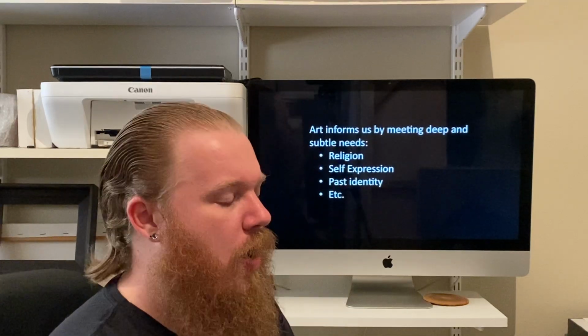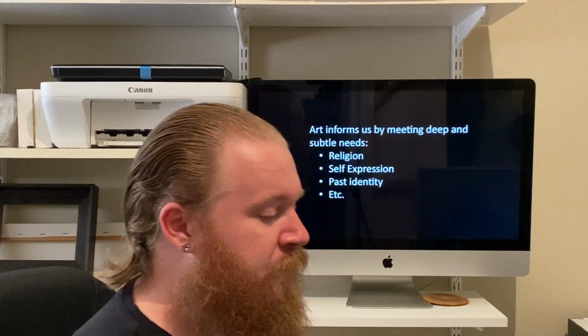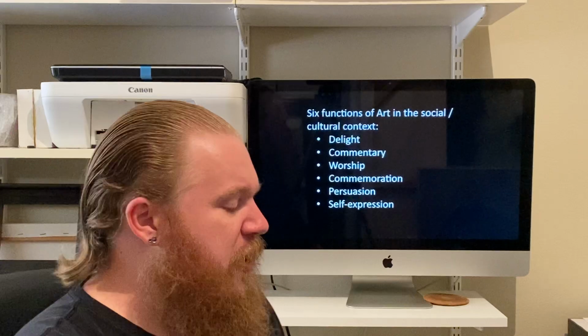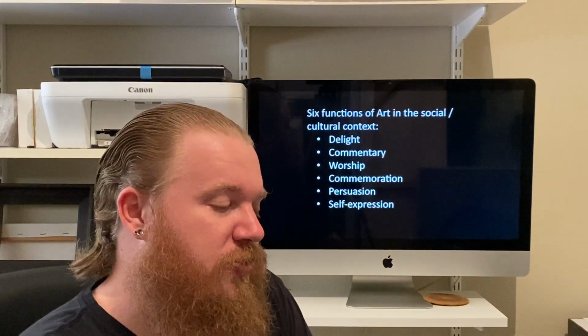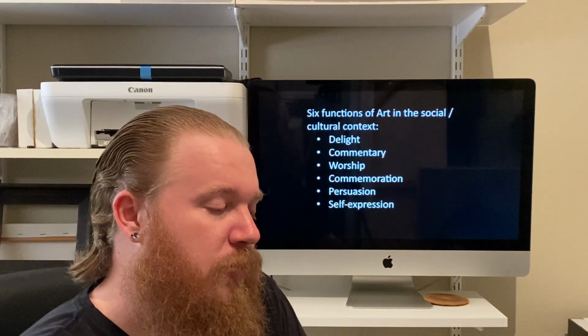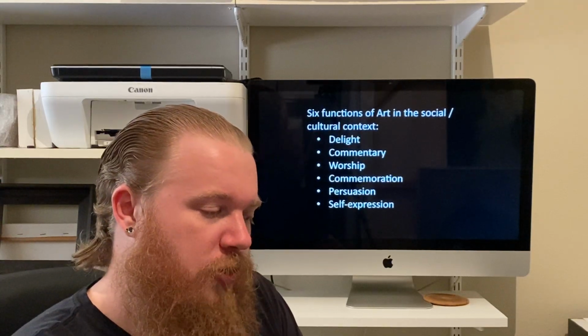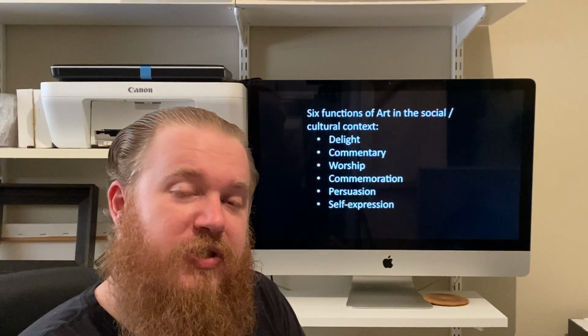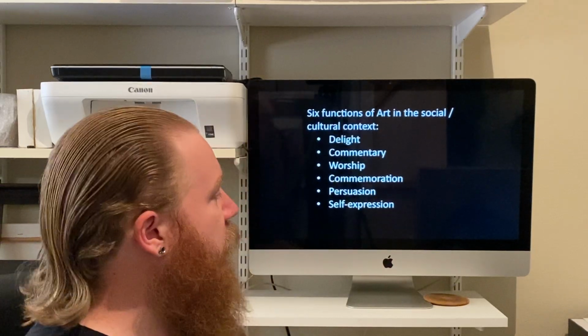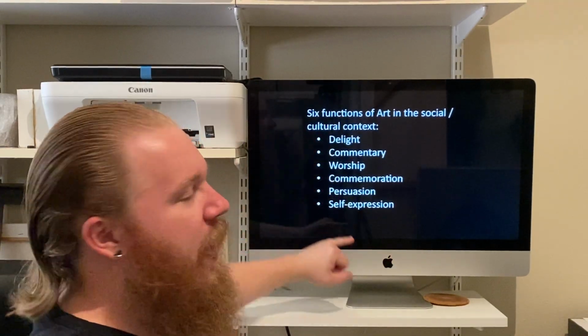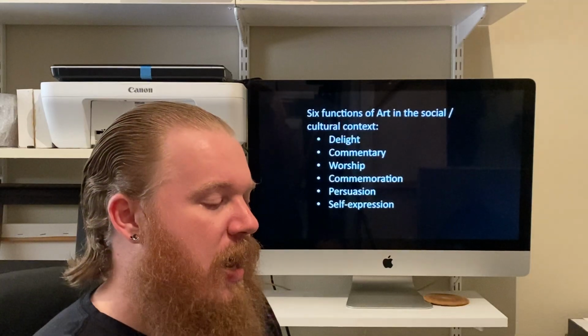and once again all of this is very subjective. However, six major functions of art in the social and cultural context include things like delight, commentary, worship, commemoration, persuasion, and self-expression. And we'll be looking at all of the ways that art might go about doing these things today.